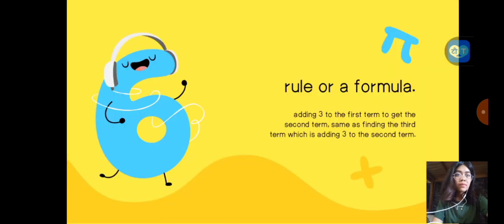Another thing that we need to remember in learning about algebra is the rule or the formula. So here is the rule and the formula. Adding 3 to the first term gives the second term, and the same goes for finding the third term, which is adding 3 to the second term. You always add 3 to the previous term to get the next one, the second term, the third term, the fourth term, and so on and so forth.